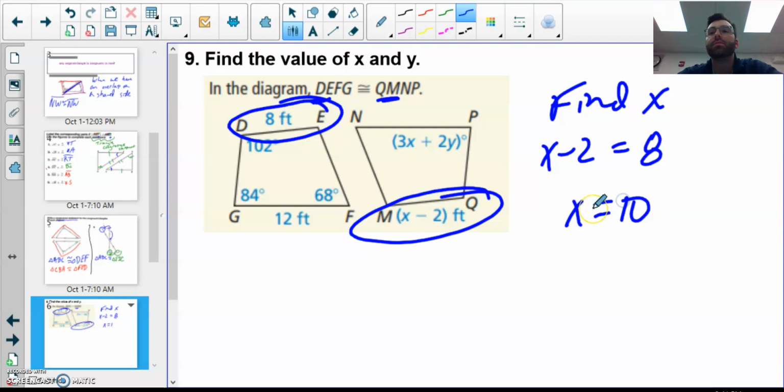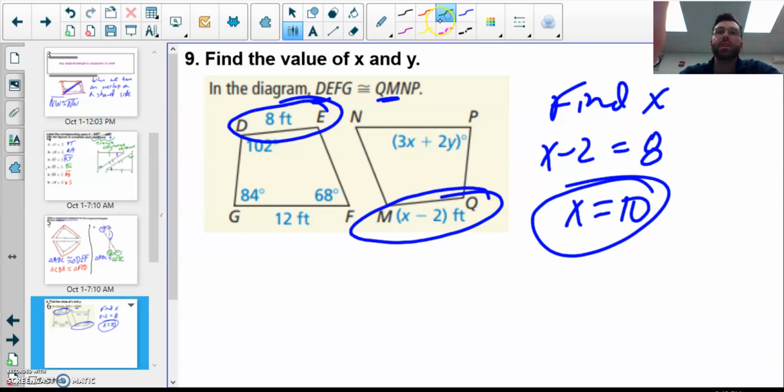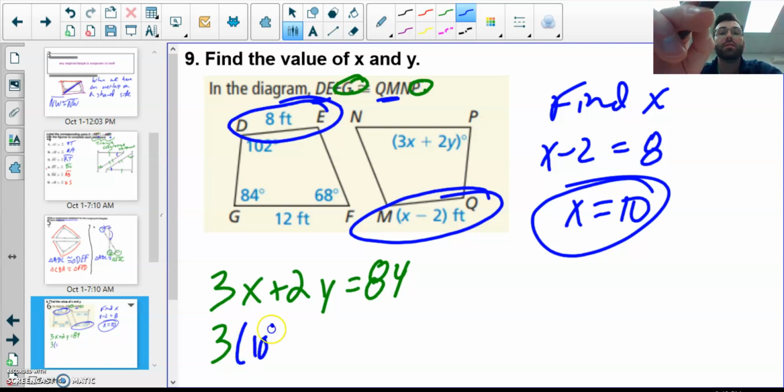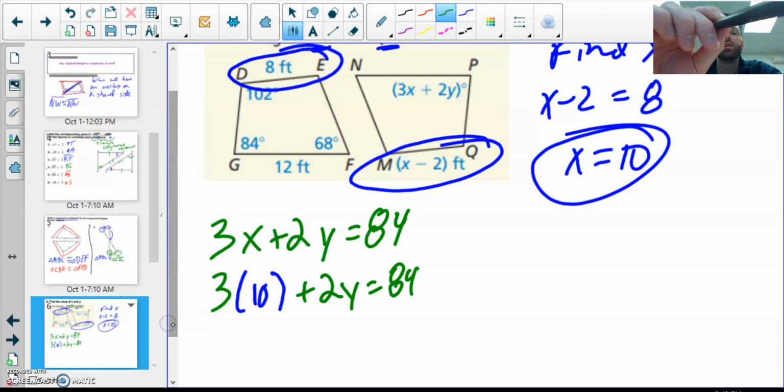So x is 10. All right, so now that I know what x is, I'm going to use x to help me solve for y. What angle corresponds with angle P? Oh, it's angle G. P is in the 4 spot, G is in the 4 spot. So I set 3x plus 2y equal to 84. And now that I know what x is, I'm going to substitute that value. 3 times 10, plus 2y equals 84.